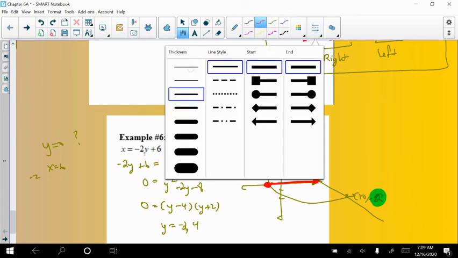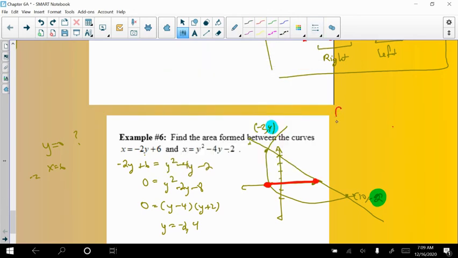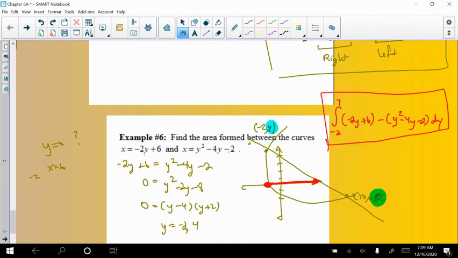So then let's go ahead and just, again, set this up. Integral from -2 up to 4, the right curve, being the -2y plus 6, the left curve being y squared minus 4y minus 2. And again, I'm okay for this example, just saying, hey, we set it up, and I know we've already been tested. Can you solve antiderivatives? So this one is just more of that application.